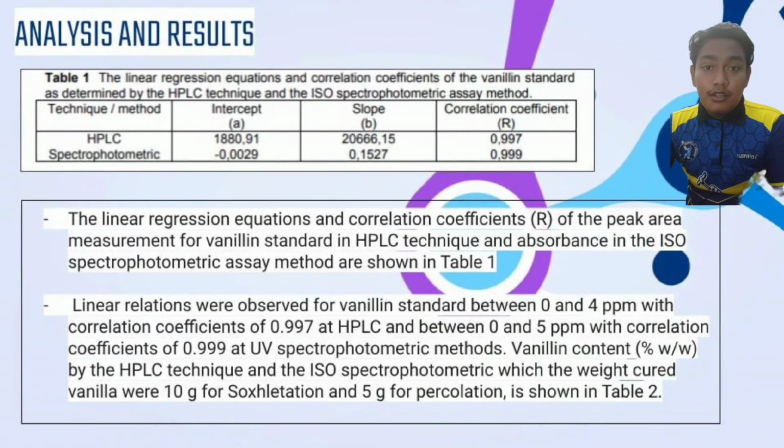Table 1 shows the linear regression equation and correlation coefficient of the peak area measurements for vanillin standards in the HPLC technique and the absorbance in the UV spectrophotometric assay method. Linear relations were observed for vanillin standards between 0 and 4 ppm with a correlation coefficient of 0.997 at HPLC, and between 0 and 5 ppm with a correlation coefficient of 0.999 at UV spectrophotometric methods.